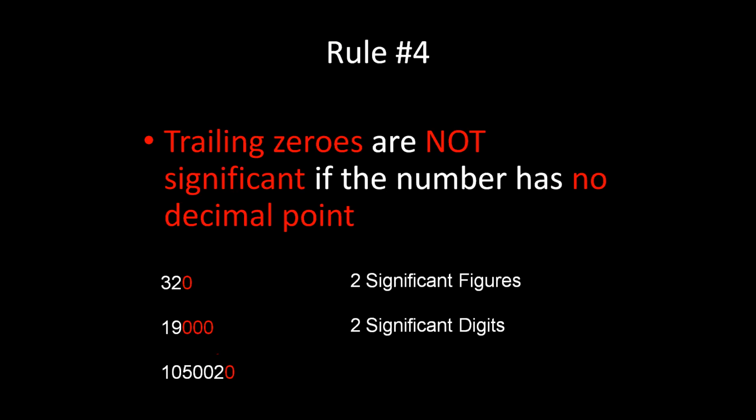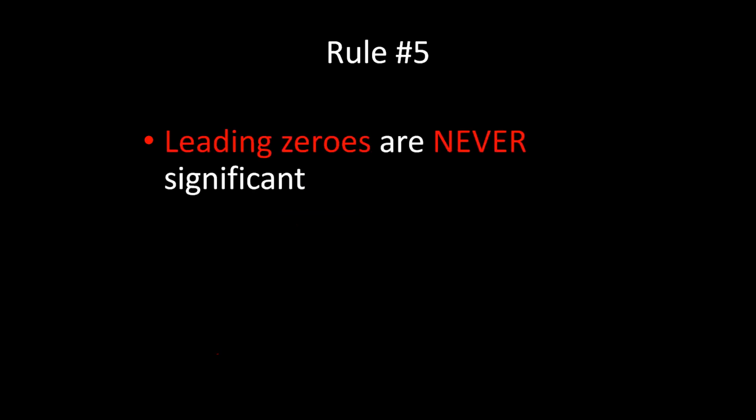If it is 10500020, in this there are 3 zeros which are captive. Definitely that has to be counted significant, but at the end there is 1 zero which is called a trailing zero. So the number of significant figures in this example is going to be, yes, it is going to be 6. Now, let's see what is the rule for leading zeros.